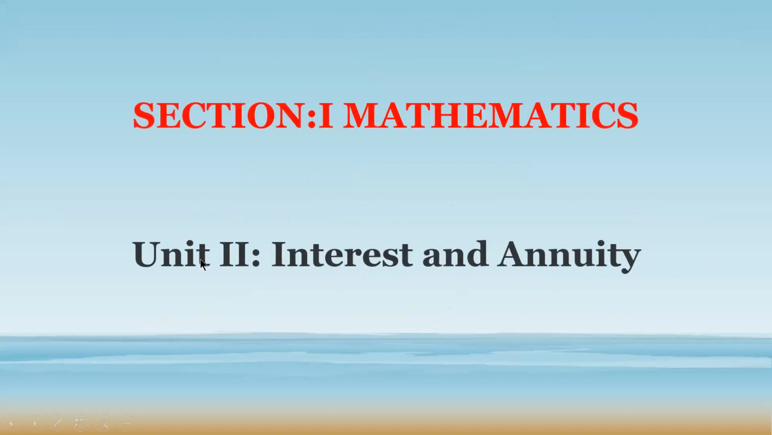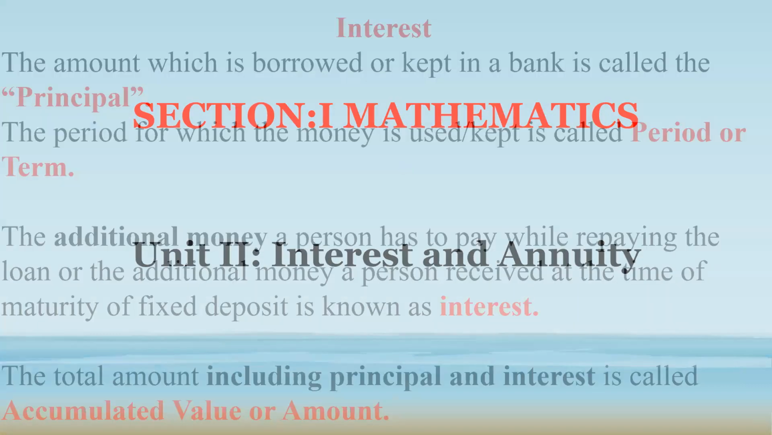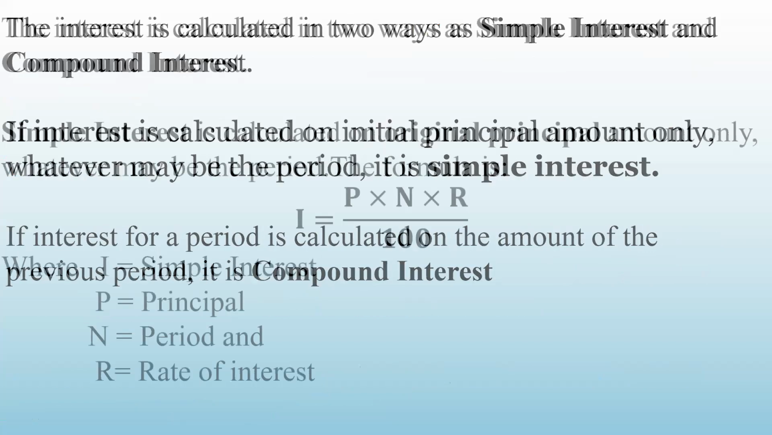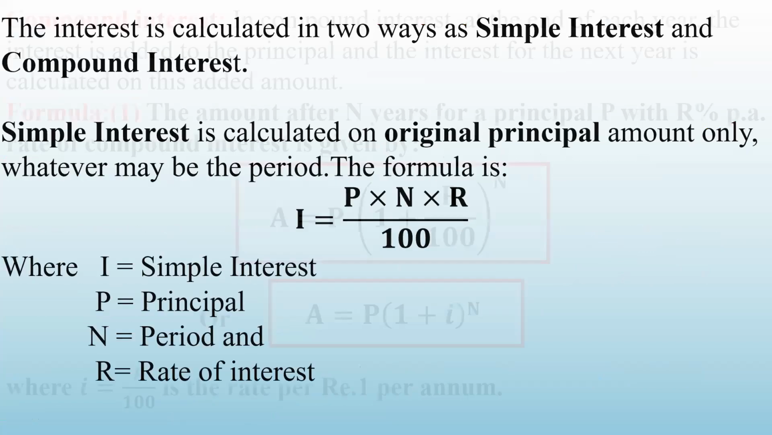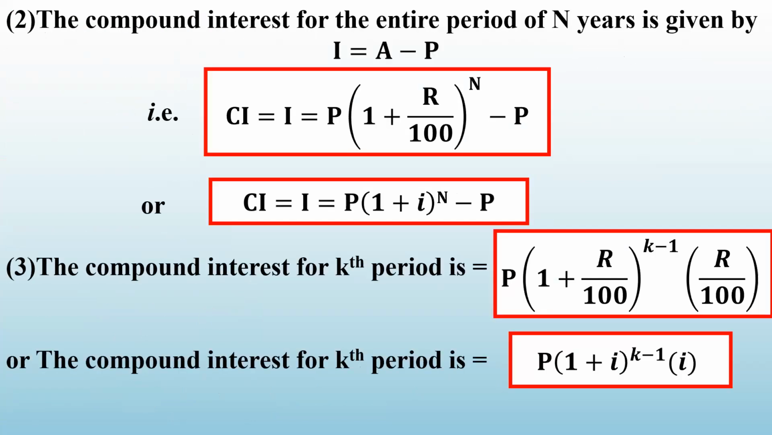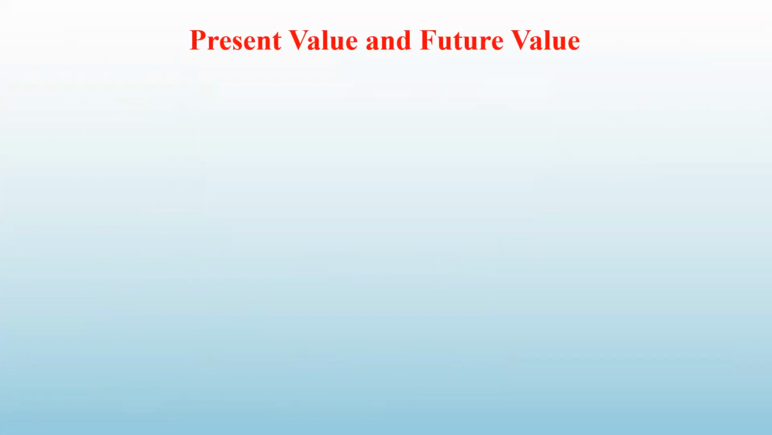We are doing Unit 2, Interest and Annuity, which is part of Section 1 Mathematics. We have seen what is simple interest, and we have solved problems on simple interest. We have also seen what is compound interest, and we solved some problems on simple interest as well as compound interest in the last few lectures. Today, we are going to start with the concept of present value and future value.